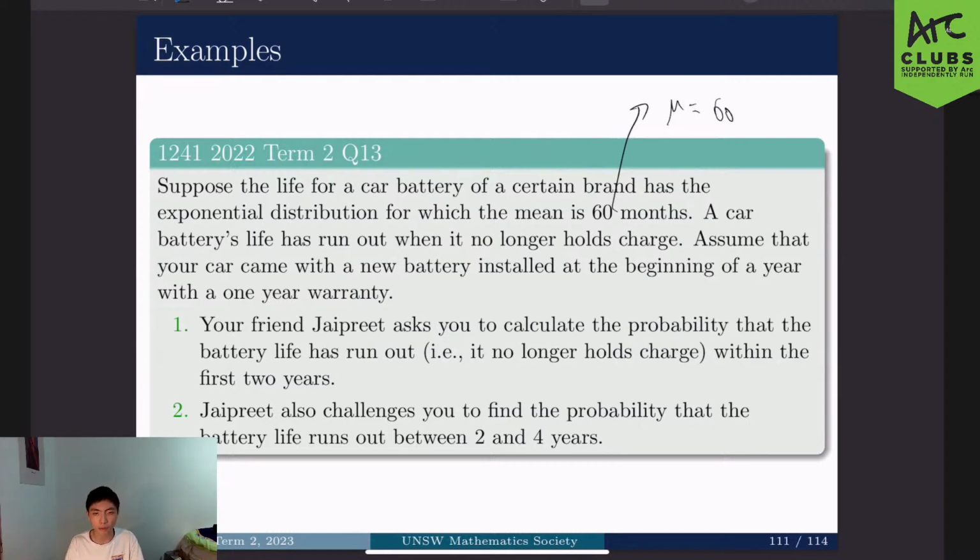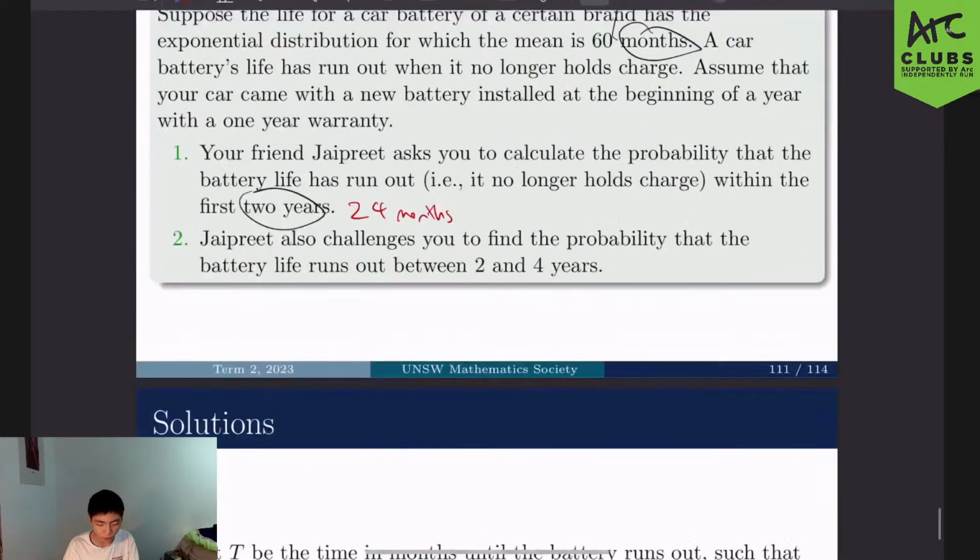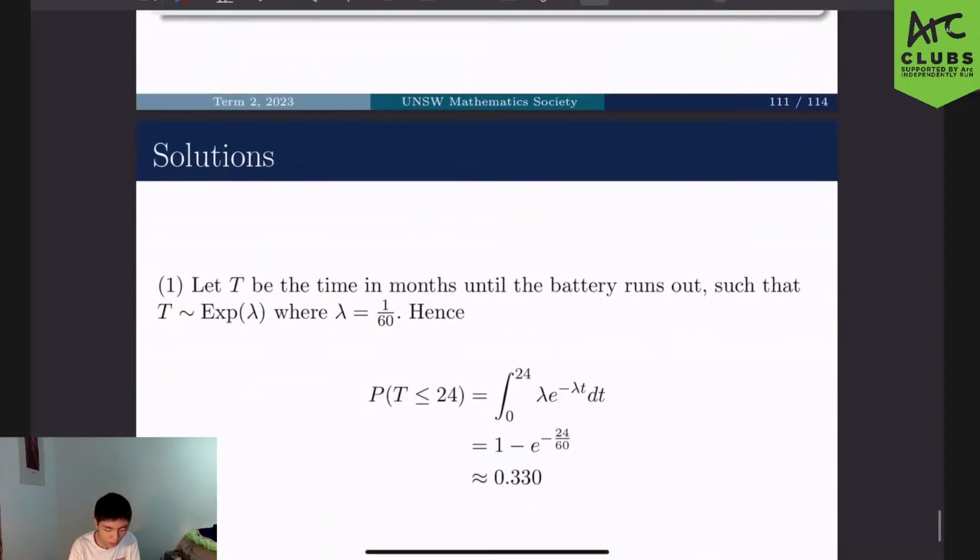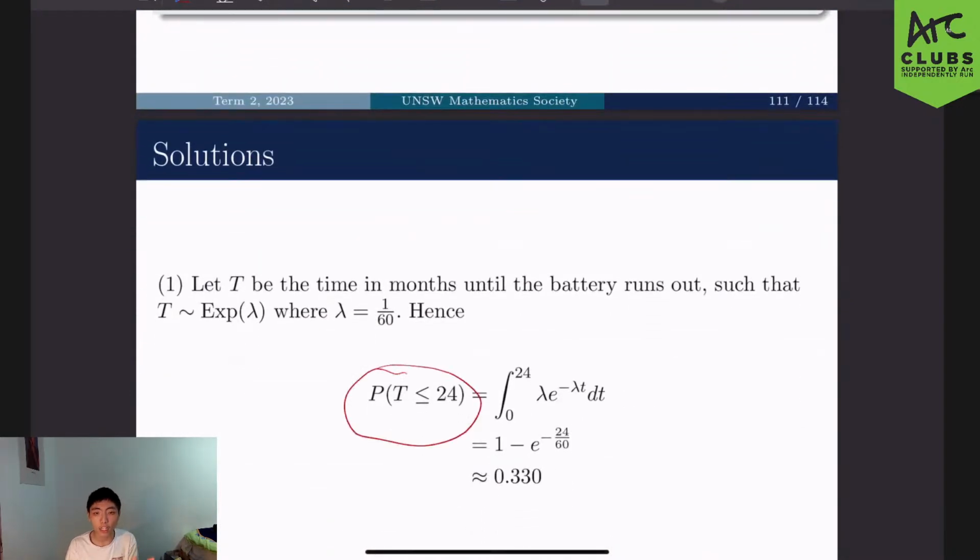Car battery's life runs out when it no longer holds charge. Assume that your car came with a new battery installed at the beginning of the year with 1 year warranty. What you need to do now is to calculate the probability that your battery runs out within the first 2 years. Note that we are given the values in months, so we need to convert this into 24 months. So the probability that it runs out within that 2 years is P of t less than or equal to 24, because t is just how long it lasts for, right? If it runs out within 24 months, this is what we're looking for.